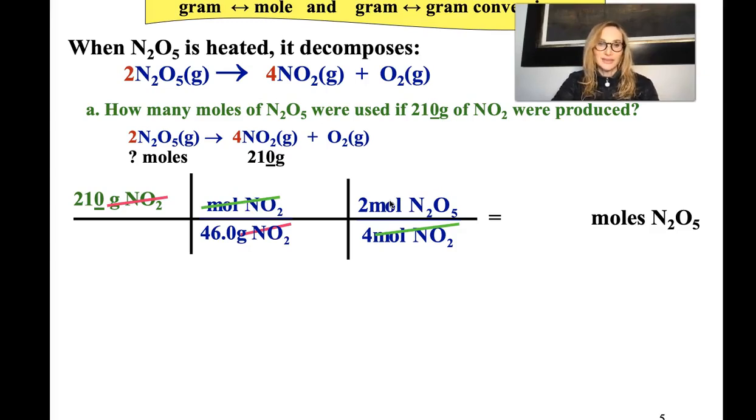Sometimes students ask, how can I determine when I'm doing chapter 6, just gram to mole or mole to gram conversions, versus chapter 8? With chapter 8, you always have a balanced equation. With chapter 6, you do not. The units match what they were asking, and we'd stop there. Now normally, in the real world, we take it all the way to grams.